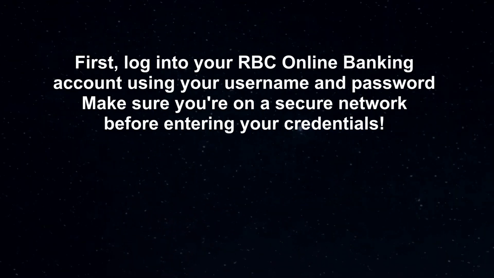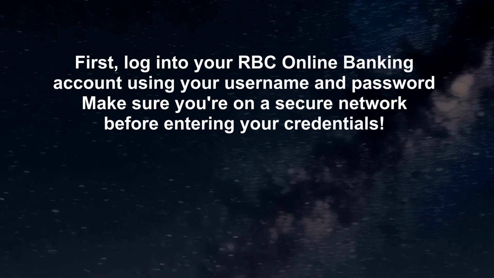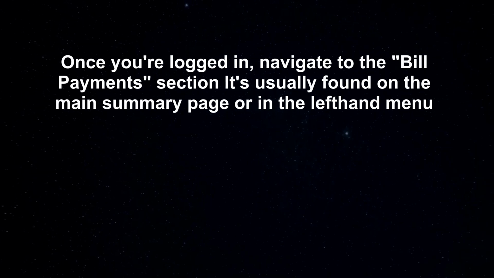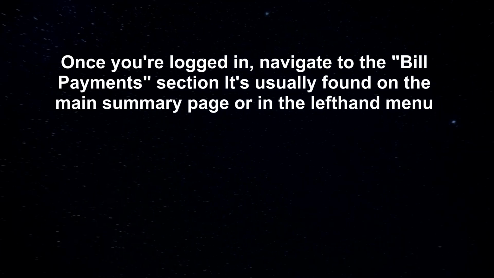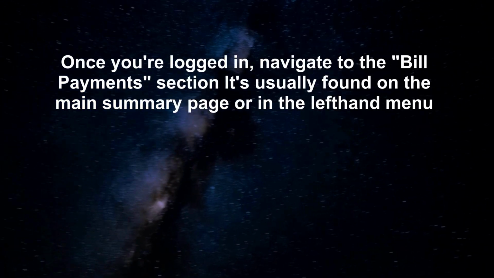First, log into your RBC Online Banking account using your username and password. Make sure you're on a secure network before entering your credentials. Once you're logged in, navigate to the bill payment section. It's usually found on the main summary page or in the left-hand menu.